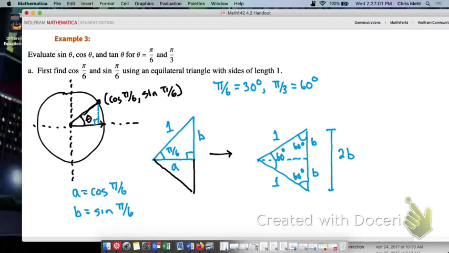And the good news here is that all 3 sides have to have the same length. So anytime you have a triangle where all 3 of the angles are the same, they're all 60 degrees, it turns out all 3 of the sides have to be the same length. So that means that 2b has to equal positive 1, or in this case, b has to equal 1/2. Okay, so now what I know is, going back to the bottom left, since I know that b is sine of pi over 6, now I know that sine of pi over 6 is 1/2.